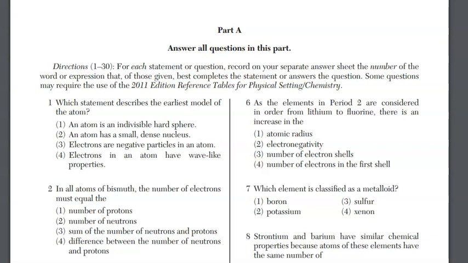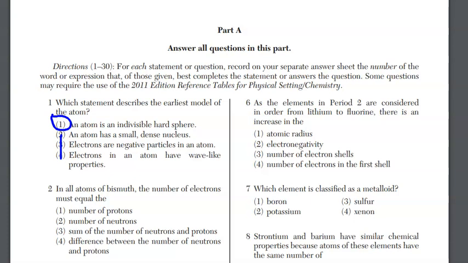What statement describes the earliest model of the atom? You might remember from being in class that there are several models that we went through as new discoveries were made based on experiments. But the very first model was that the atom is an indivisible hard sphere. 2, 3, and 4 came later on. So the answer for number 1 is choice 1.